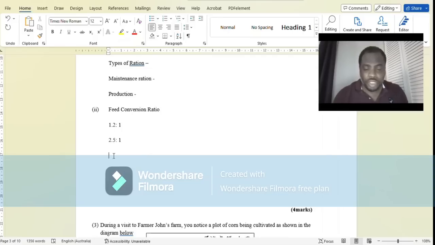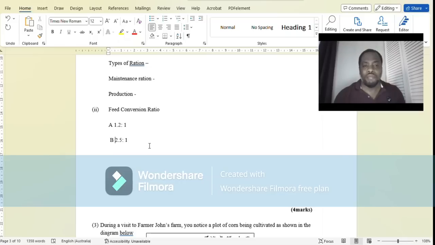So we say we have two ratios. Now, when you look at the first one, let's call this one A, and this one B. The feed conversion ratio may vary with animals within a breed, different breeds, and age. Say, for example, you're given a 1.2 to 1. What does that really mean? It means that the animal would have consumed 1.2 kg of feed, and that would have allowed that animal to gain a unit weight of 1 kg.